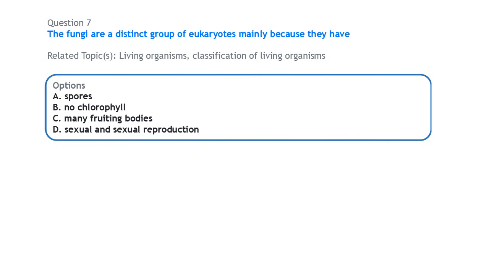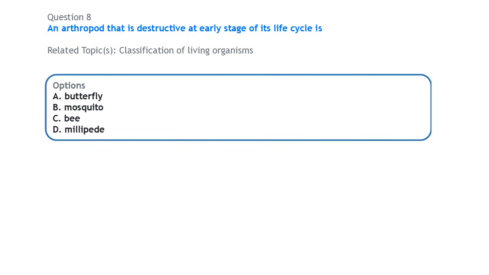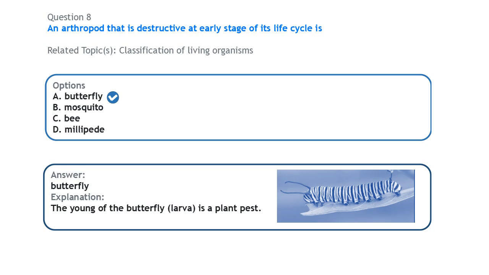Next, on living organisms, the fungi are a distinct group of eukaryotes, mainly because they have many fruiting bodies. That's unique. Next, also on classification, an arthropod that is destructive at early stage of its life cycle is the butterfly. The young of the butterfly is the larva, and the larva is a plant pest, so it is destructive to plants at the early stage of its life.